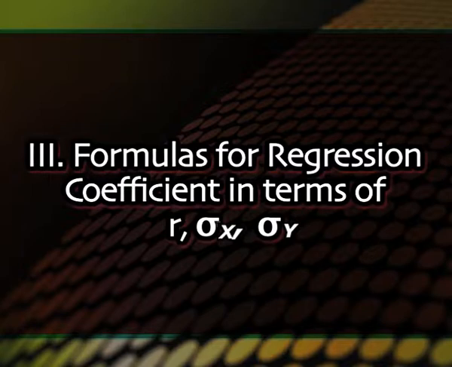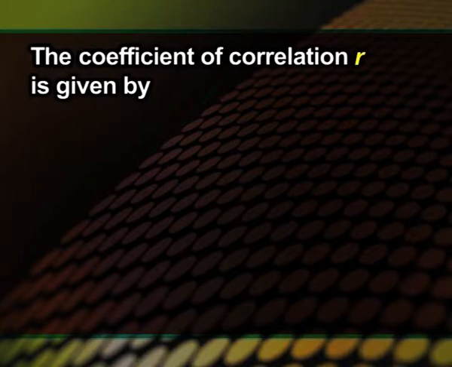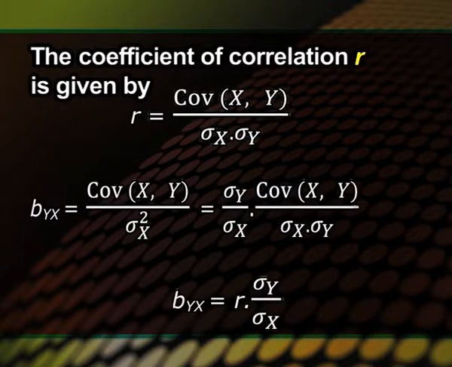Formulas for regression coefficient in terms of r, sigma x, sigma y. We know that the coefficient of correlation r is equal to covariance of xy divided by sigma x times sigma y. So that implies byx is going to be covariance of xy divided by sigma x square. That is equal to sigma y by sigma x times covariance of xy divided by sigma x times sigma y. So that is equal to sigma y by sigma x times r. So that means byx can be written as r times sigma y by sigma x.